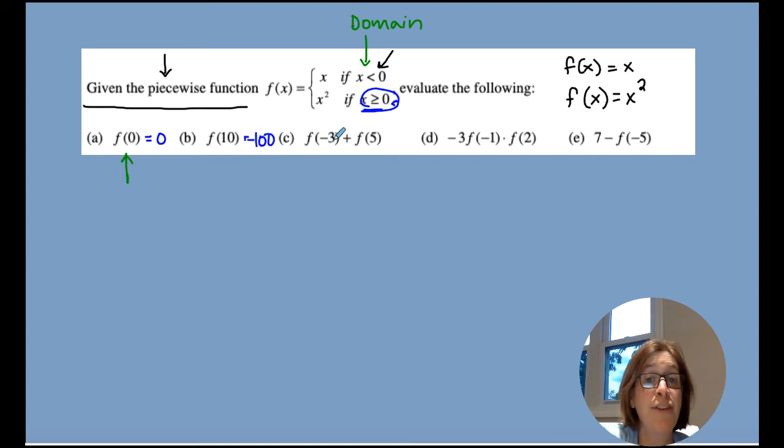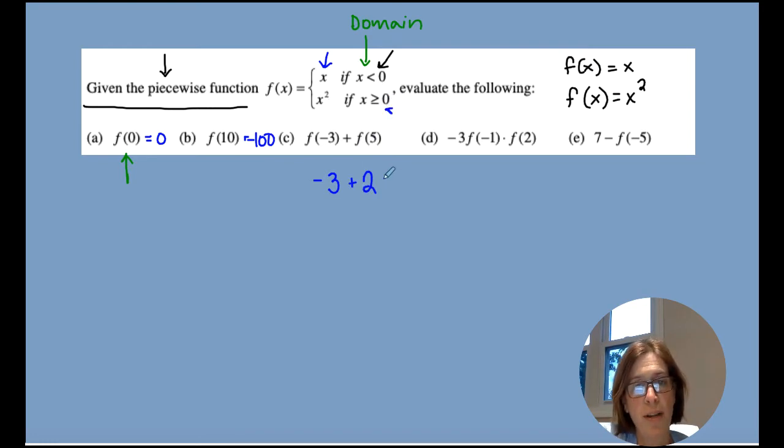Okay, f at negative 3 plus f at 5. Okay, so now this is actually asking me for 2 different things. F at negative 3, so x is less than 0, would be this one. So it would just be negative 3. F at 5 is in this interval, so we would square it, so 25. And so that would give me 22. So f at negative 3 plus f at 5 is 22.